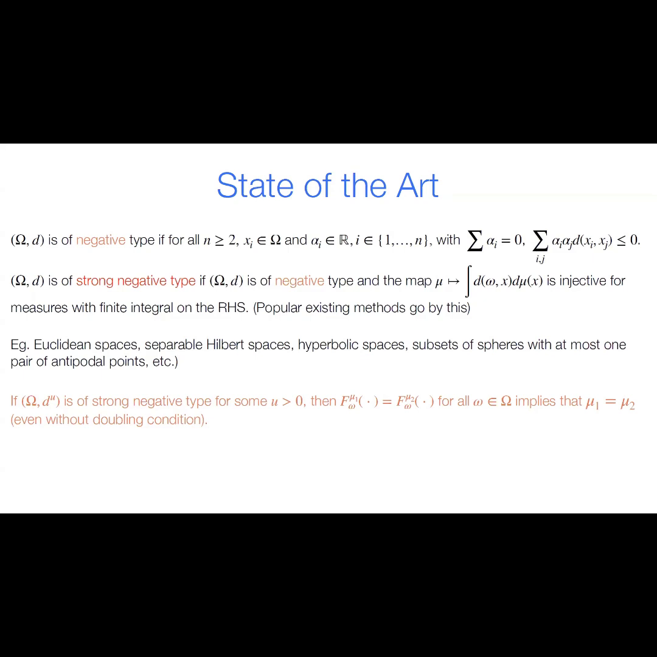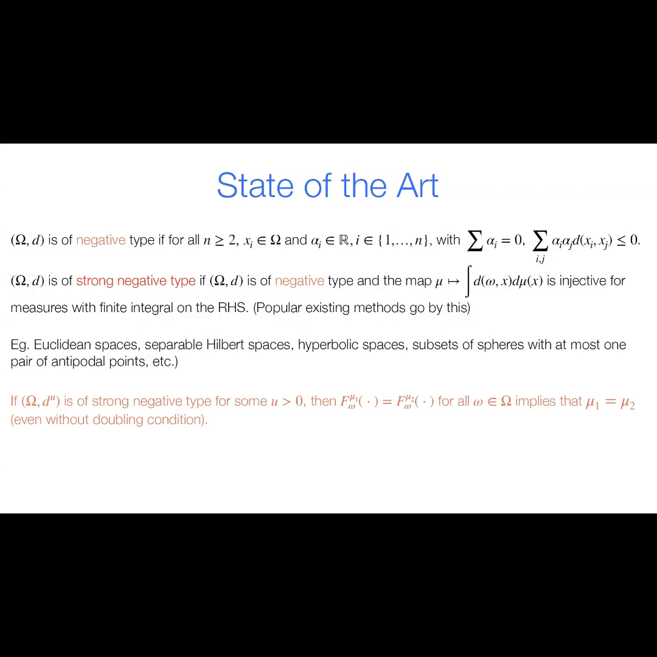Euclidean spaces, separable Hilbert spaces, hyperbolic spaces, spheres with at most one antipodal point, all of these spaces are actually of strong negative type. So it's quite common to come across strong negative type spaces. In fact, it's harder to come up with spaces that are not of strong negative type. But even in such situations, as long as the metric D is such that D to the power u is of strong negative type for some u, we have that the class of distance profiles will completely identify the measure.